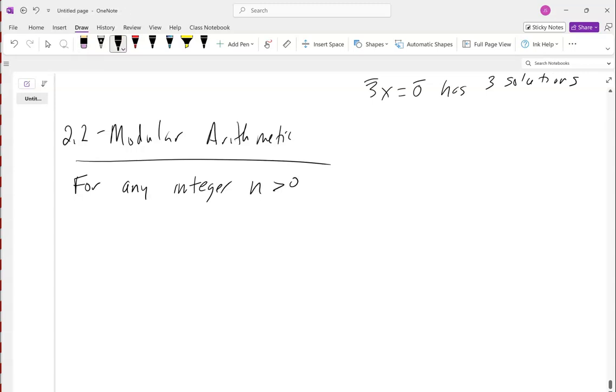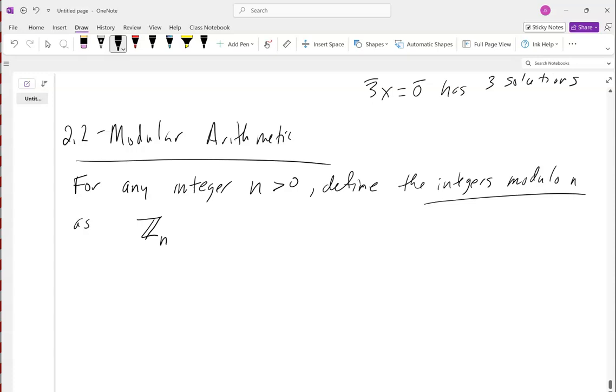For any integer n greater than 0, we're going to define the integers modulo n. The notation is your integer symbol, the Z, and we do a little subscript n. This is the set of all distinct equivalence classes modulo n. Just to denote that I'm talking about the same n here, I'm going to put a little subscript here to denote that we're modding out by the n.